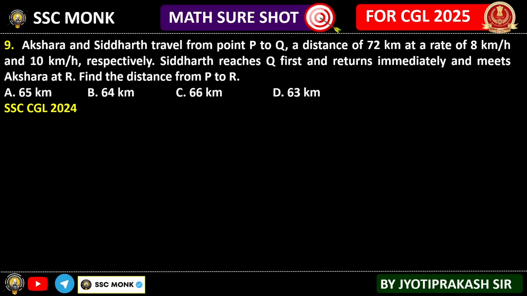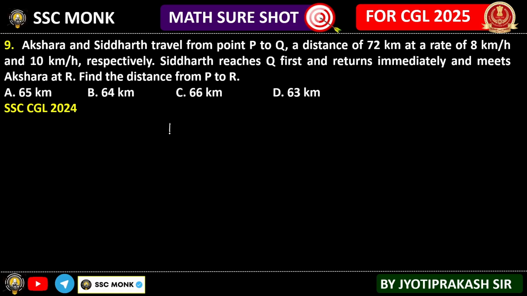Next. Akshara and Siddharth travel from point P to Q, a distance of 72 km, at the rate of 8 km per hour and 10 km per hour respectively. Siddharth reaches Q first and returns immediately. Not an issue. And meets Akshara at R. Find the distance from P to R.